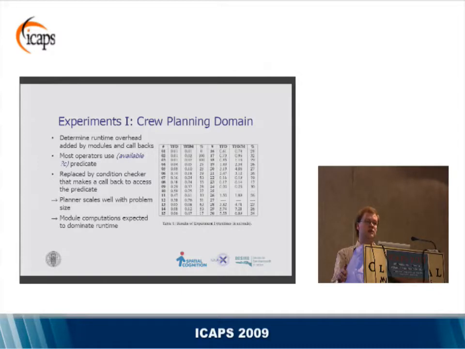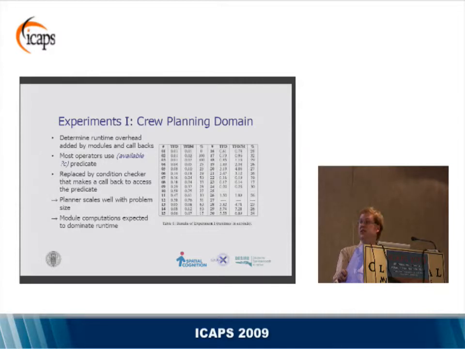We then compared temporal fast downward and temporal fast downward modules. Temporal fast downward was using the original domain description, and the modules version, the one with the callback. As we have the same planner with the same heuristic, we can be sure that the exact same state space is searched to find a plan. And then we computed the overhead we introduced.